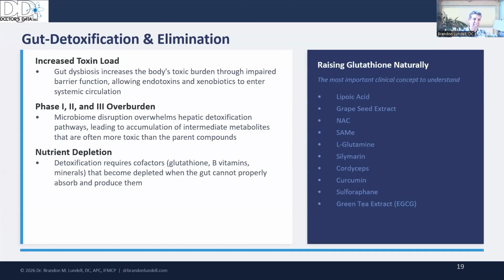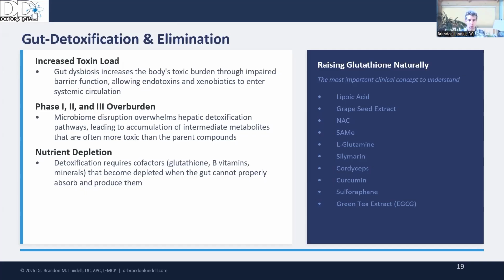Raising glutathione naturally is probably one of the most important clinical concepts to master and to understand. I spend a lot of time on this in my courses. It's not just throwing glutathione at it. Taking glutathione, whether sublingual or oral or parenteral, is actually one of the greatest wastes of money in functional medicine that I see out there. And I go more into that. Not that it doesn't help, but it is so expensive.